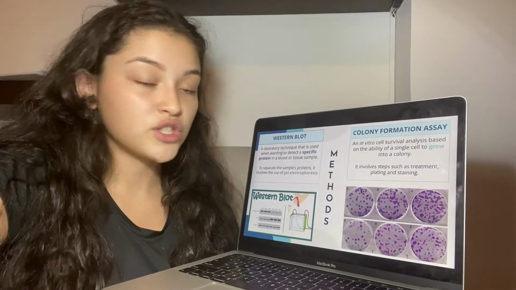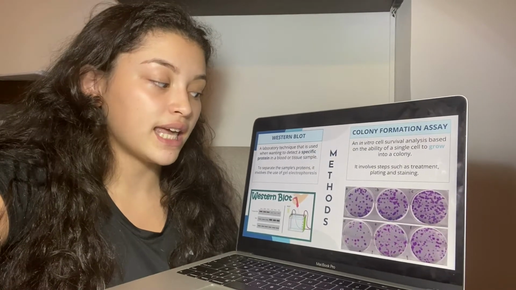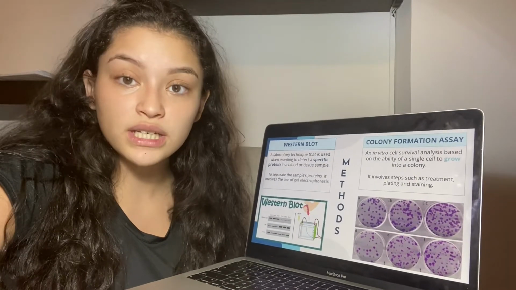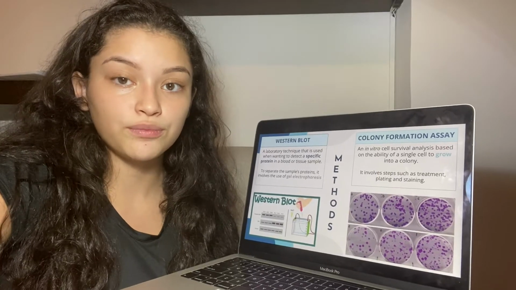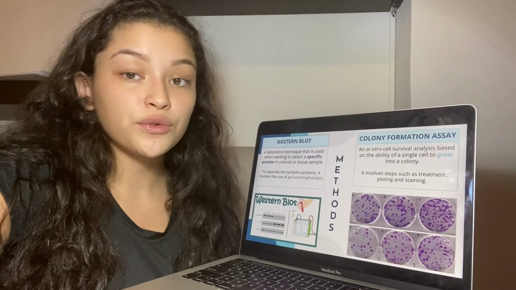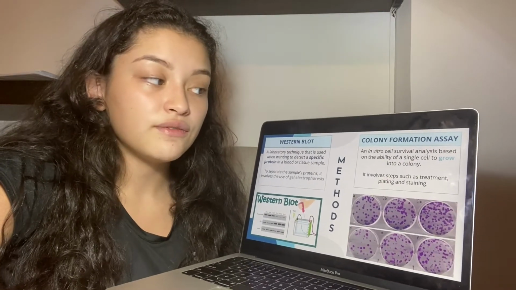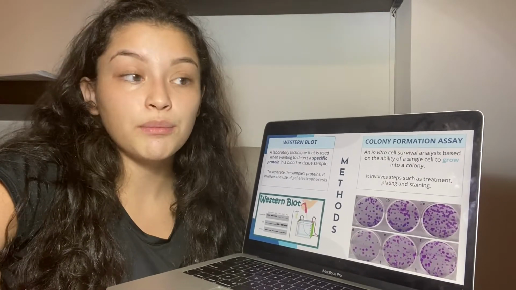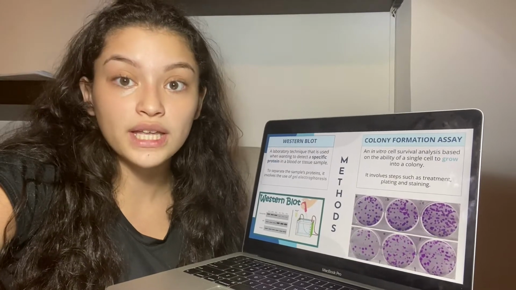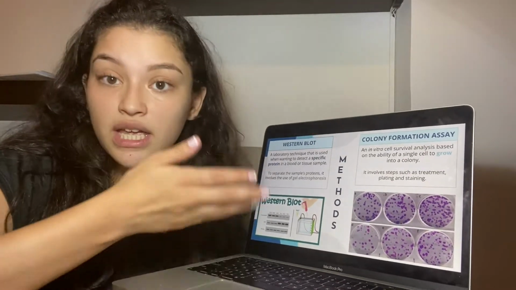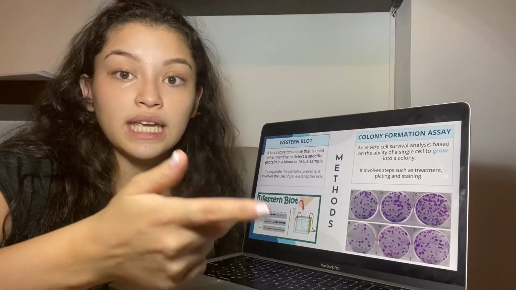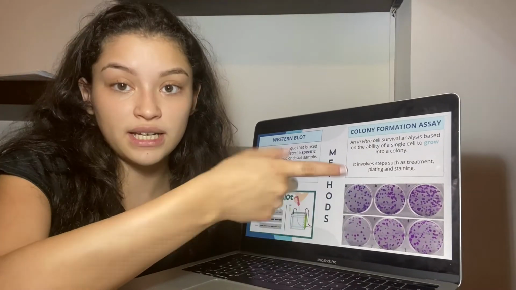Methods. Western blot, what is it? It's a technique that is used when wanting to detect a specific protein in a blood or protein sample. We normally use gel electrophoresis in this technique. And colony formation assay, it's an in vitro cell survival analysis based on the ability of a single cell to grow into a colony. Some steps in this technique are treatment, plating, and staining. As we can see here, an example.